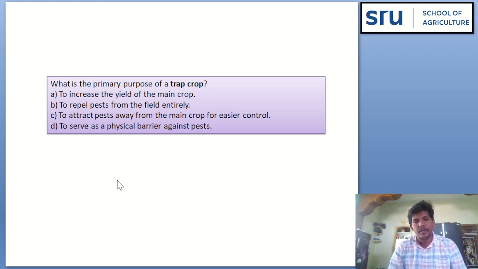What is the primary purpose of a trap crop? To increase the yield of the main crop, to repel pests from the field entirely, to attract pests away from the main crop for easier control, to serve as a physical barrier against pests. Here the correct answer is C. To attract pests away from the main crop for easier control is the primary purpose of a trap crop.